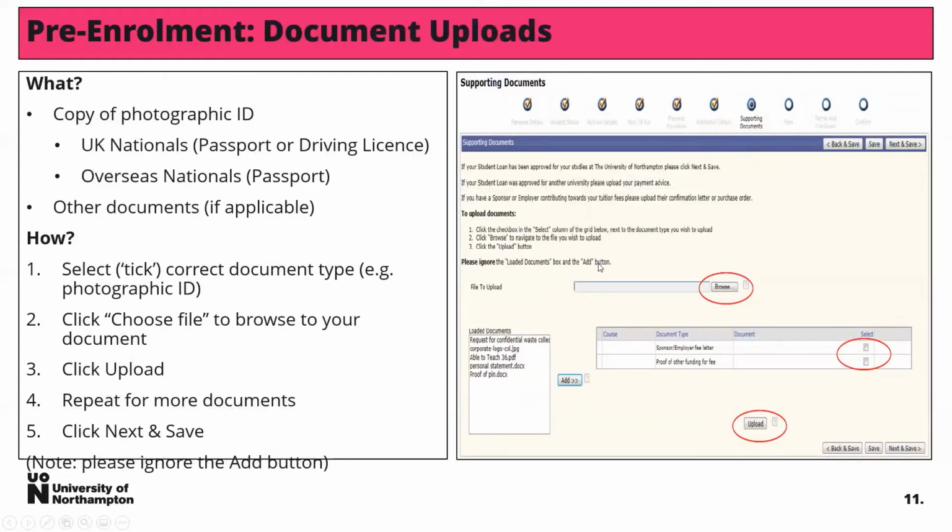The next part is uploading your documents. So we need ideally a copy of your passport, and there may be a proof of payment for a sponsor as well. So you can browse the file here and upload it. And you can upload it by selecting the box, so for example, I want to upload my passport. There will be something down here that says passport, and I will click it. I will select browse, find it within my computer, and then click upload.